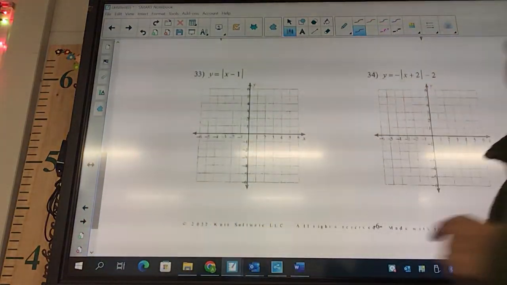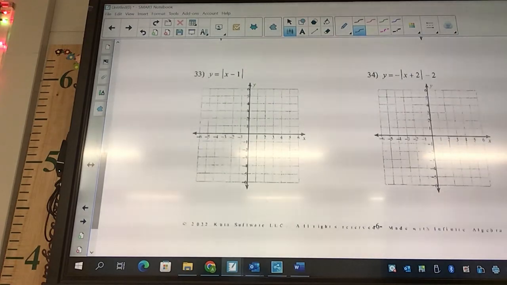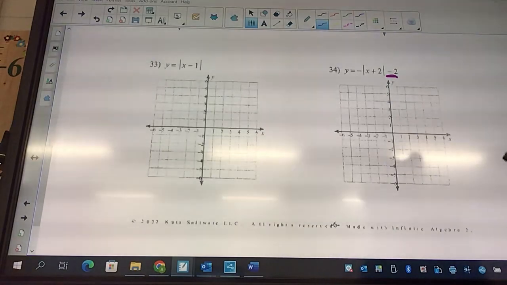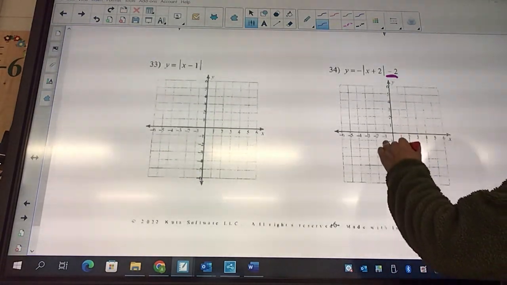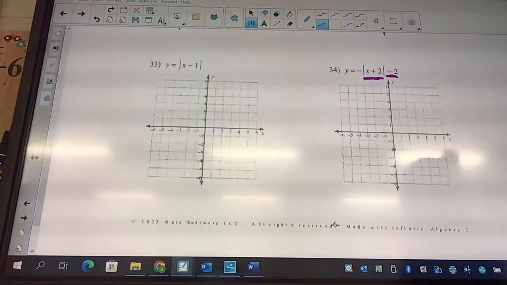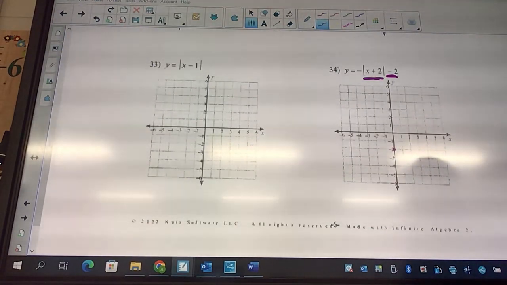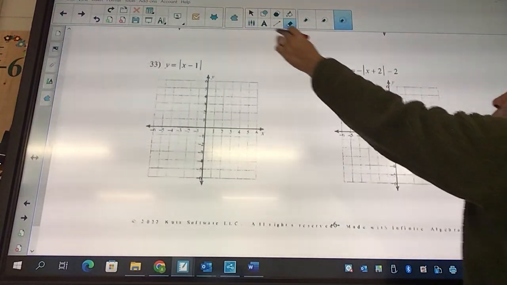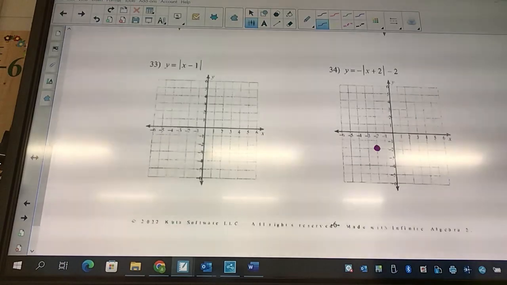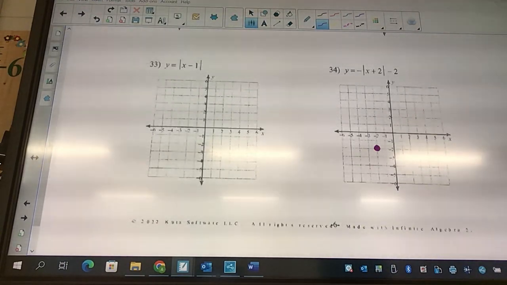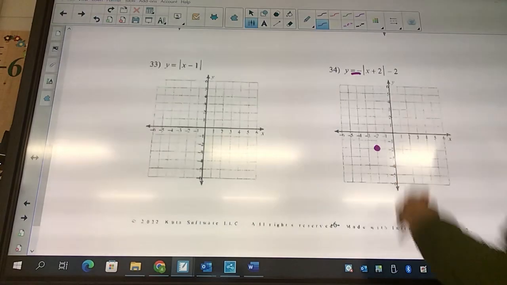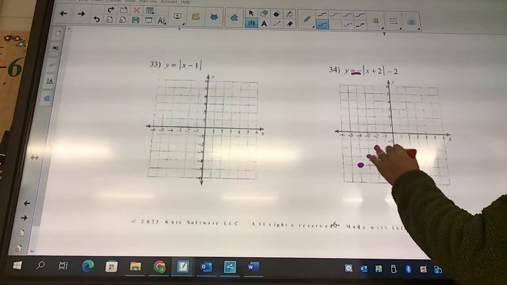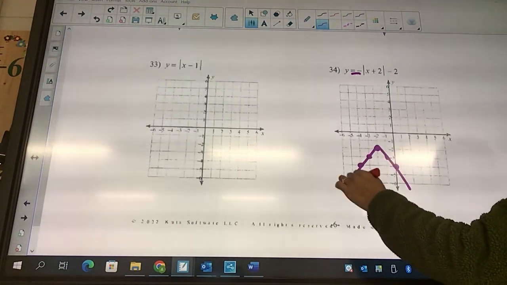Okay, I'm going to do 34 first, and then I'm going to do 33. So make sure that, okay, look at 34. What does this minus 2 do? Down 2. What does the plus 2 do? Left 2. Okay, now, is this going to be a V or a U? A V. Does it open up or down? Down, because of that minus right here. Okay, now, with V's, we go down 1 over 1, down 1 over 1. So it's just 1 over 1, 1 over 1.